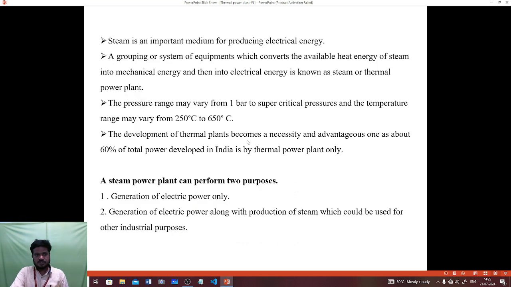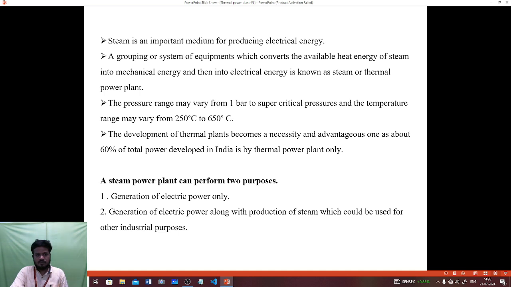In the basics of a steam turbine of a thermal power plant, steam is the important medium for producing electrical energy. It is a system of equipment which converts the available heat energy of steam into mechanical energy and then into electrical energy. It is also known as a steam or thermal power plant. The pressure may vary from 1 bar to supercritical pressure, at a temperature ranging from 250 degrees Celsius to 650 degrees Celsius.